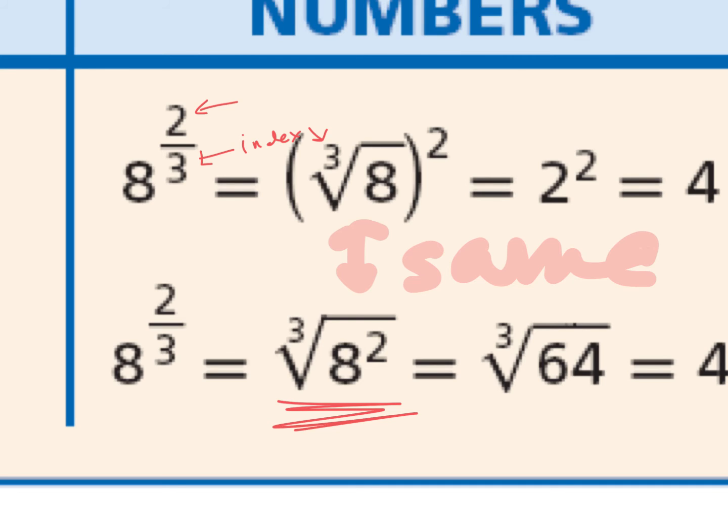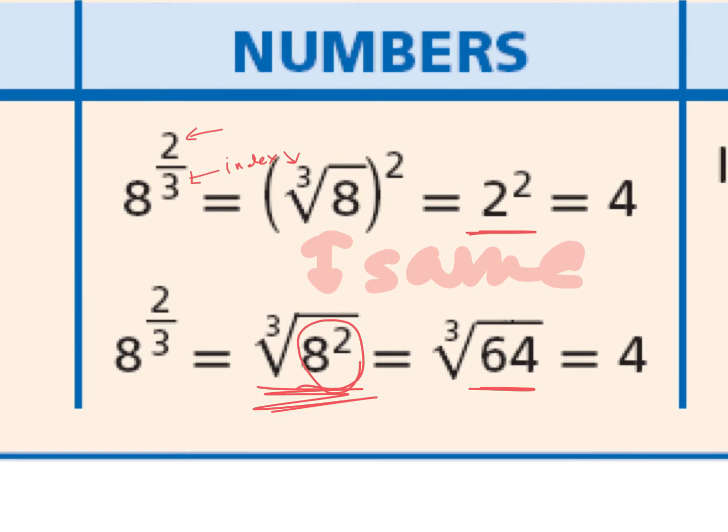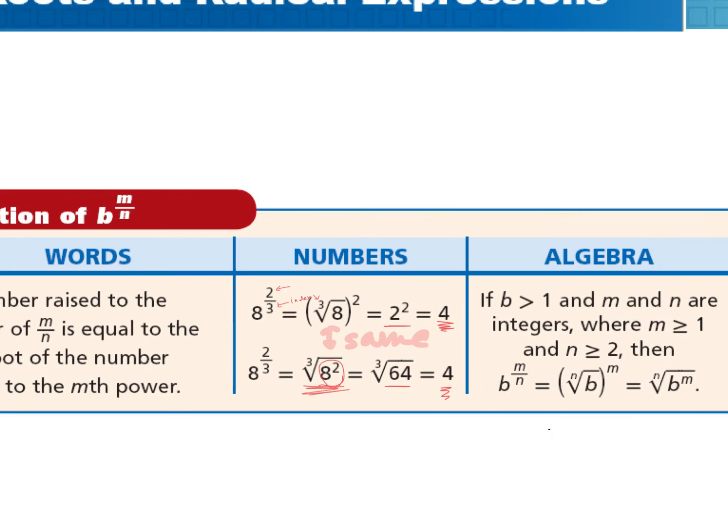So notice how in the top one, we found the cubed root of 8 first. So that's 2, and then we squared it at the end. On this one, we squared 8 on the inside, which was 64, and then found the cubed root of 64, and we got the same answer. So it's just a different way of doing the same problem. So you can write it either way. Let's look at some examples.